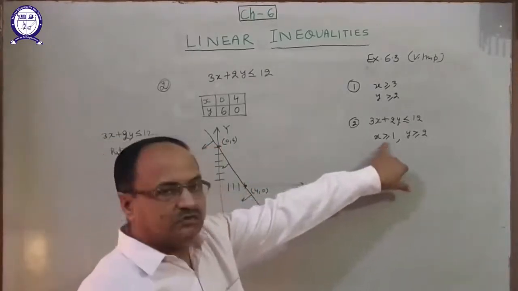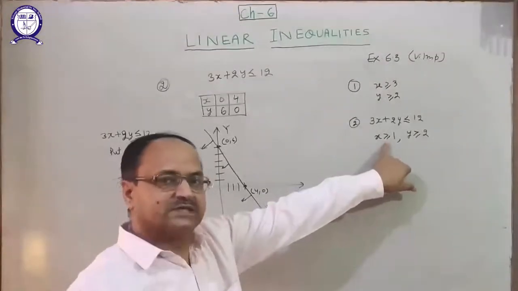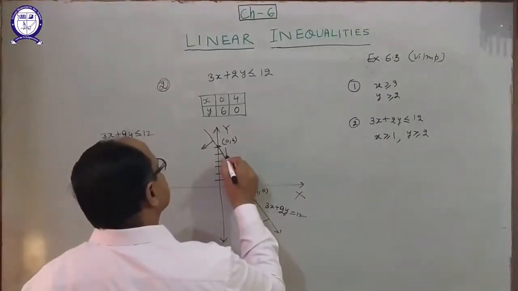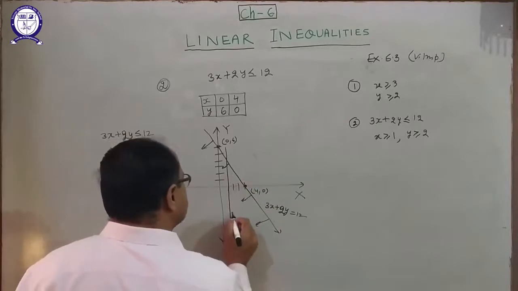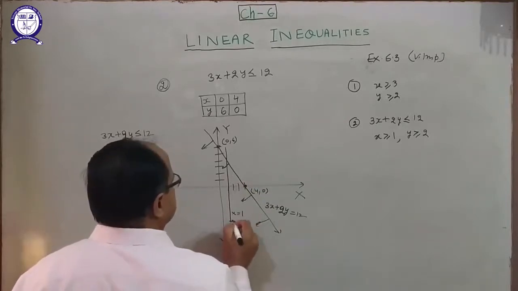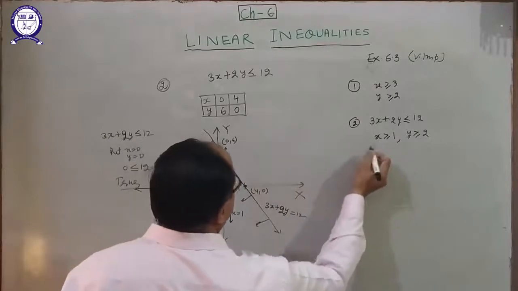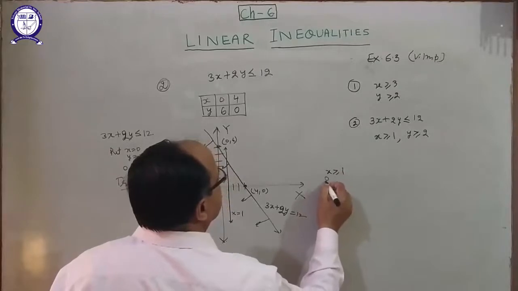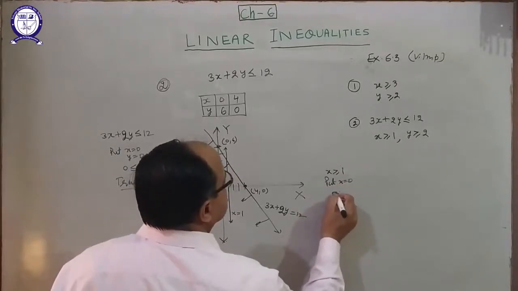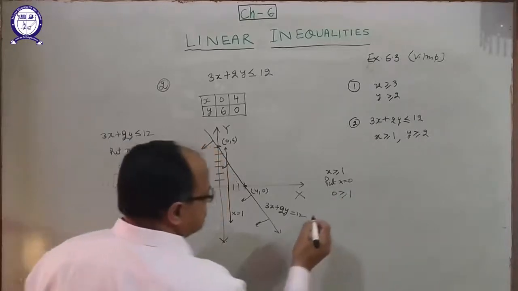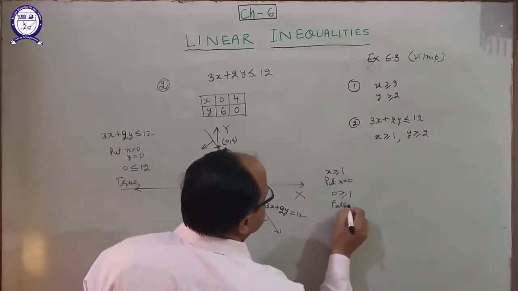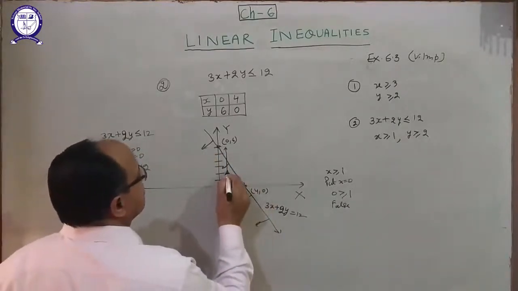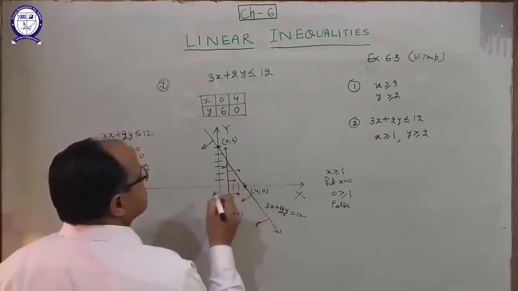And next, x is equal to 1. It means the line parallel to the y-axis. This is x is equal to 1. When you put x is equal to 0, so 0 greater than or equal to 1. Is it true or false? It is false. Therefore, the shaded portion is away from the origin. It means this portion.